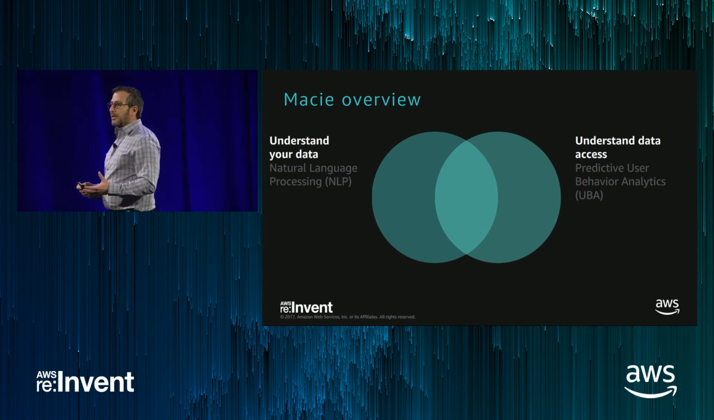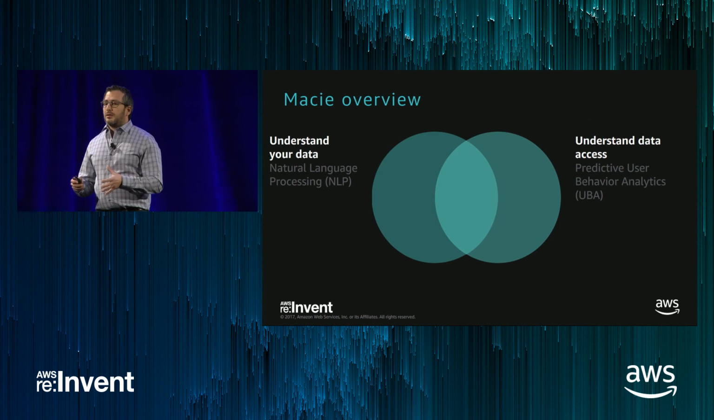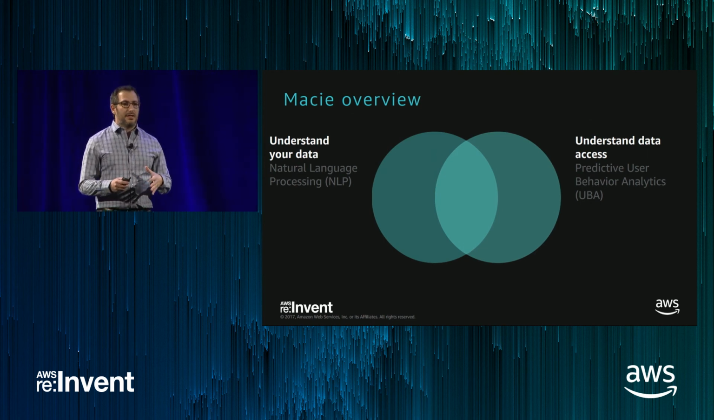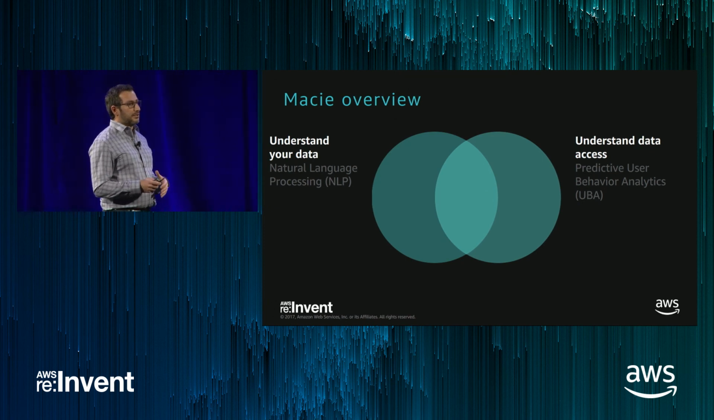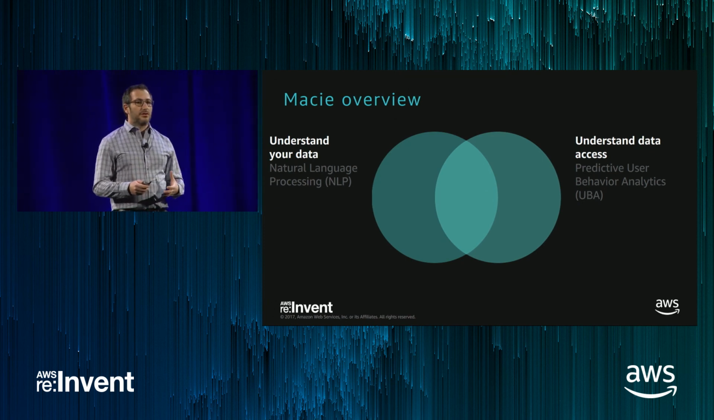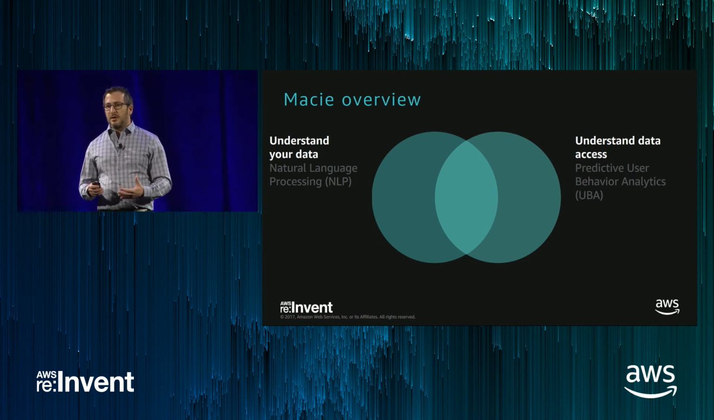And the final part is we look at who's actually accessing your data by applying user behavior analytics on the CloudTrail information of your account. We monitor what the users are doing, and we try to predict their future behavior, and if they deviate, we alert on it.